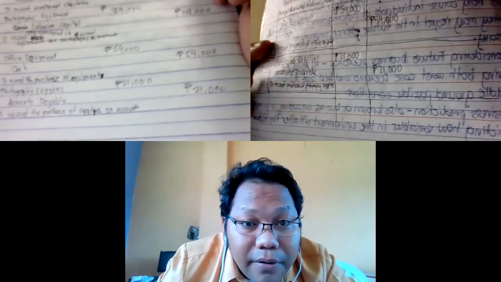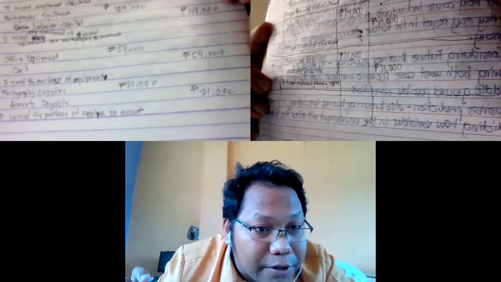Photography supplies payable, to record supplies and accounts payable, to record purchase of supplies on account. To record, Nathan, I can see your explanation. To record, what is that? To record purchase of photography supplies.